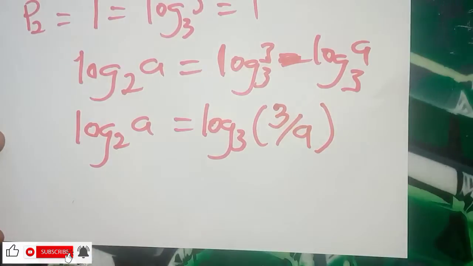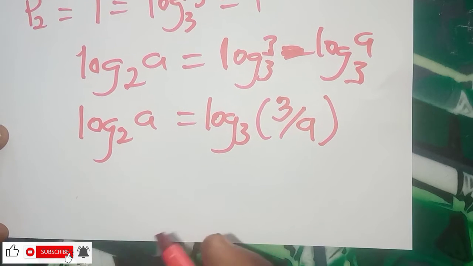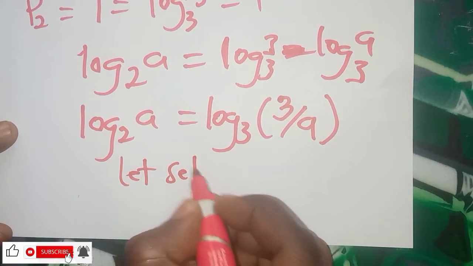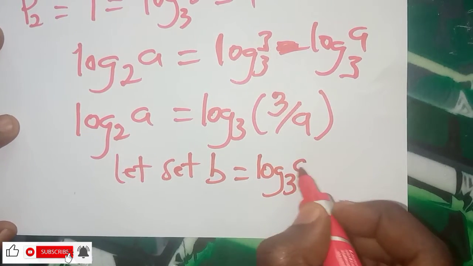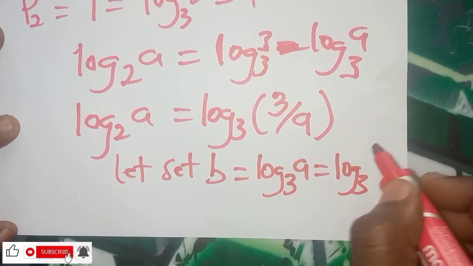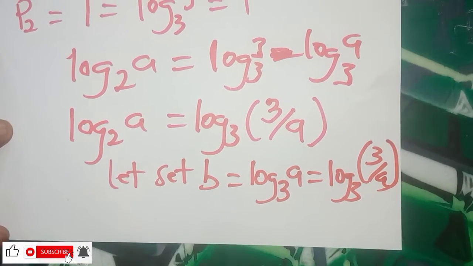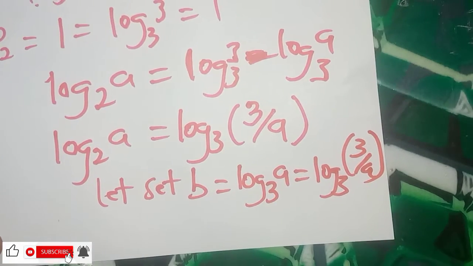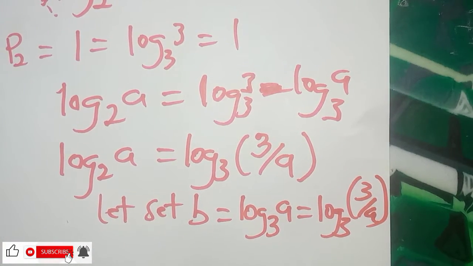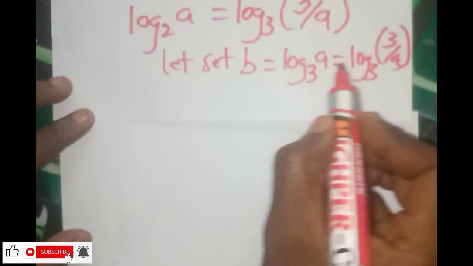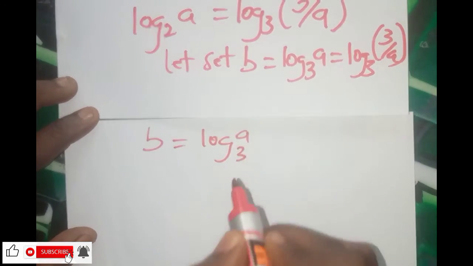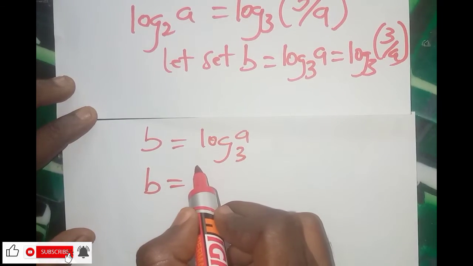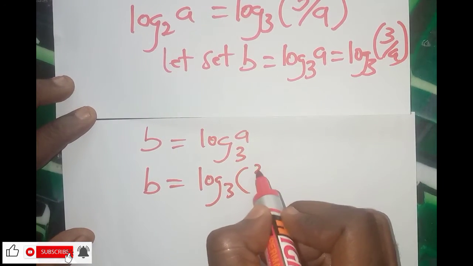From here, we can go ahead and set both sides to a certain variable. Let's set a variable b equal to the log base 2 of a, also equal to the log base 3 of 3 over a. Why are we setting a variable to each of these? We are going to see the reason. So we can say let b equal log of a base 2, and also another equation where we have the log base 3 of 3 over a.